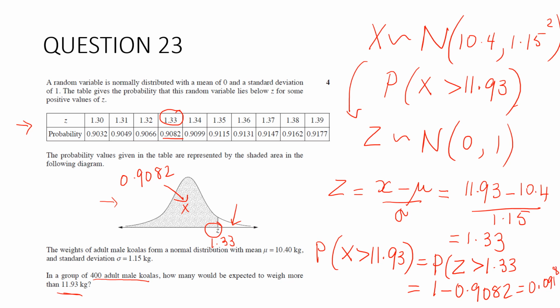It's not the answer though, is it? How many would we expect to weigh more than 11.93? We've got 400 altogether, so I'm going to do 400 times that probability, which is 36.72. So how many would we expect to weigh more than that amount? Approximately 36 koalas.